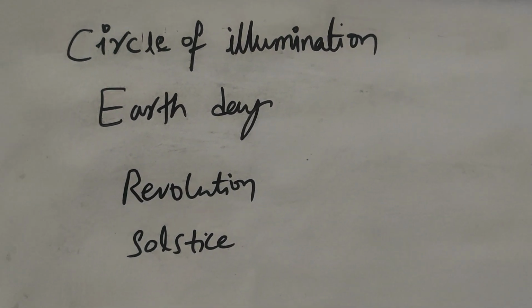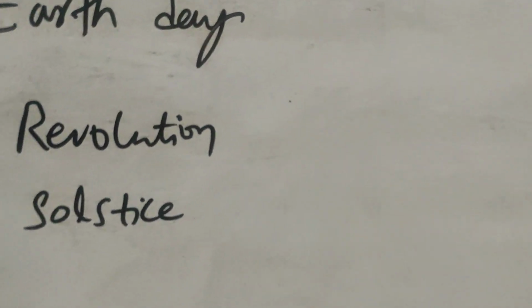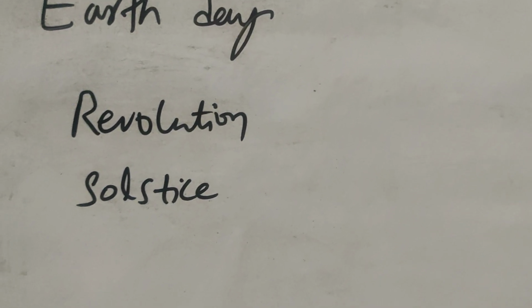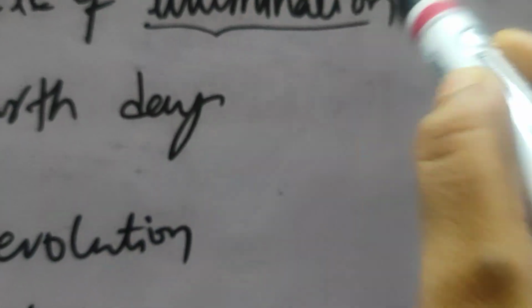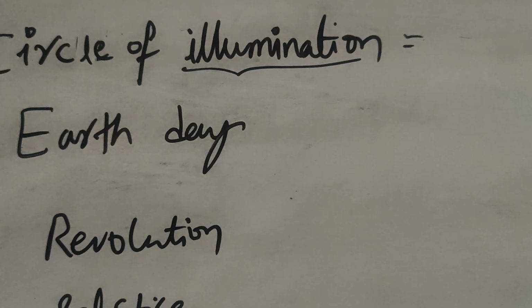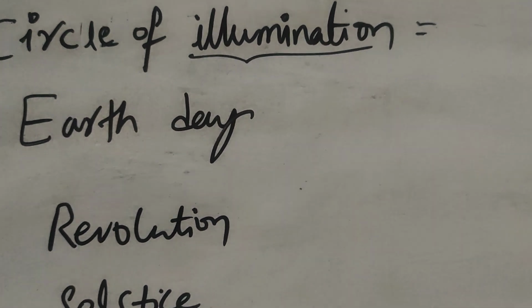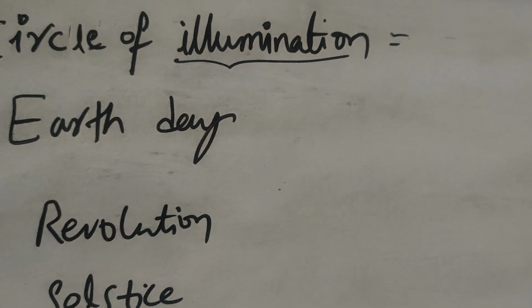What do you mean by these terms? Circle of illumination. It is nothing but an imaginary longitude if you consider it. And illumination in the sense light is falling on an object. That's why it is shining, but it's not inherently glowing bright because it's not a star. I think you know the difference between star and a planet.